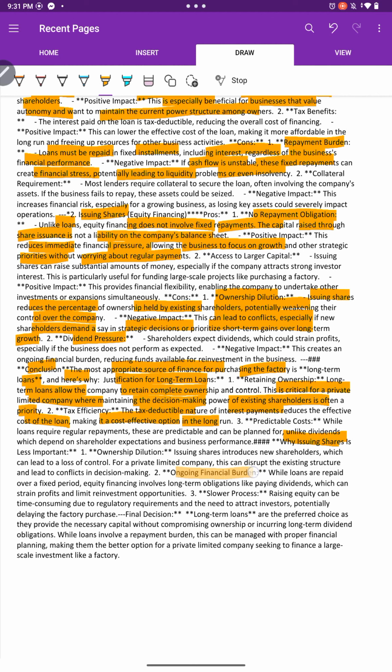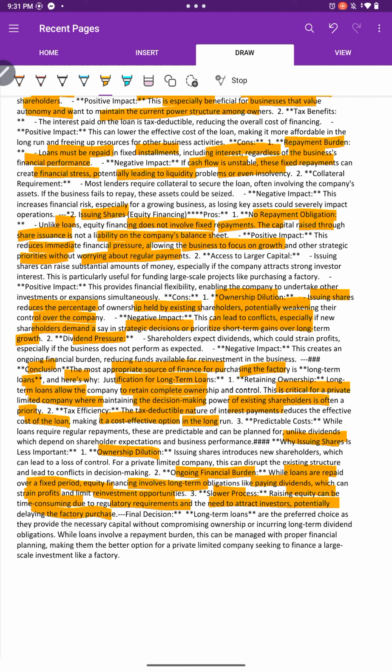It is less important because it is an ongoing financial burden and involves ownership dilution. It is also a slower process. While loans are repaid over a fixed period, equity financing involves a long-term obligation like paying dividends, which can strain profits and limit investment opportunities. Raising equity can also be time consuming due to regulatory requirements and the need to attract investors, potentially delaying the factory purchase. So my final decision is that I'm selecting the loan.